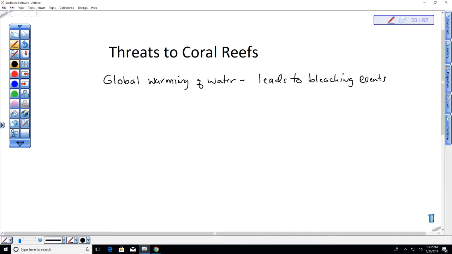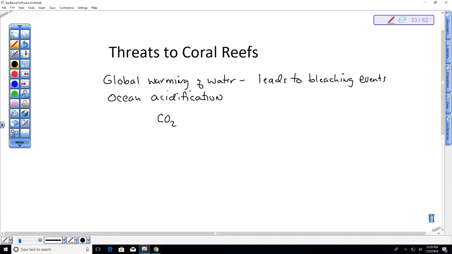The other threat to coral reefs has to do with ocean acidification. This is a separate problem from warming of water. Ocean acidification is, however, related to fossil fuels, because it's due to the increase of CO2 in the atmosphere. One of the really interesting things about carbon dioxide is it can be dissolved by water. It goes into the water, and then it can be actually put into structures, and it can be stored.